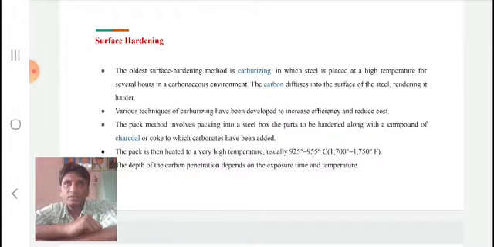The oldest surface hardening method is carburizing, in which steel is placed at a high temperature for several hours in a carbonaceous environment. Then the carbon diffuses into the surface of the steel, rendering it harder.